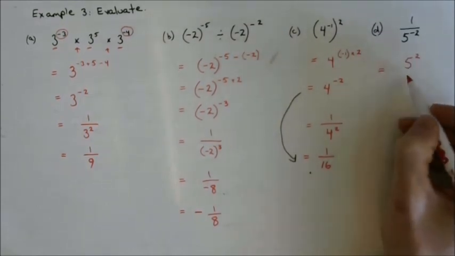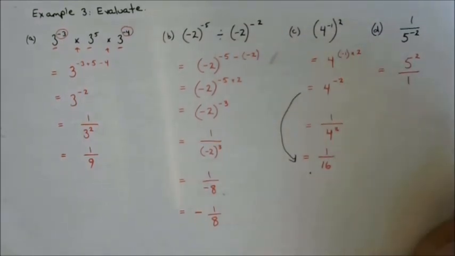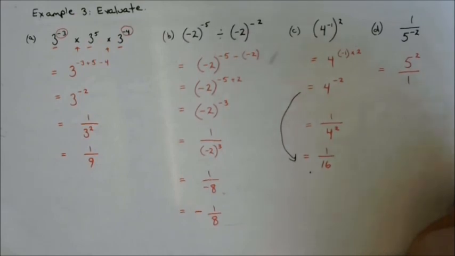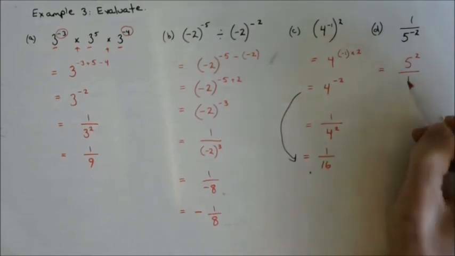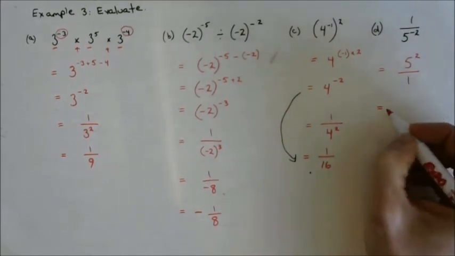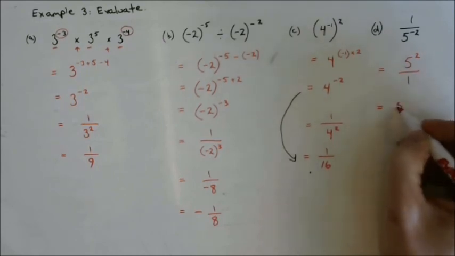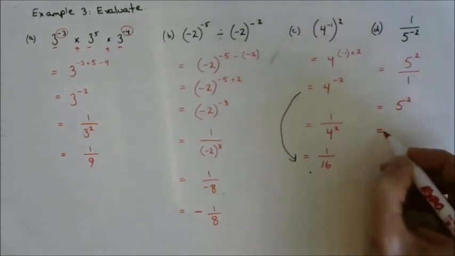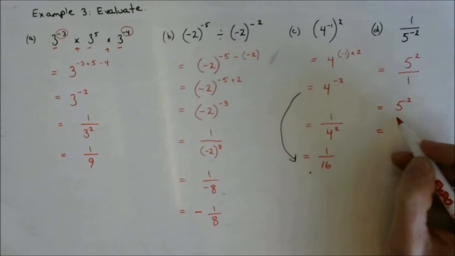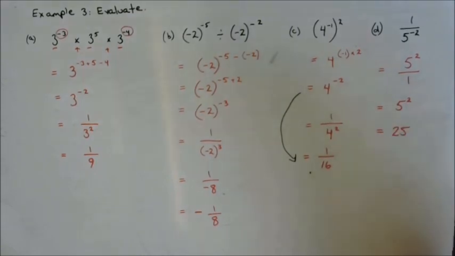And if I make that very clear, it looks like that. Yeah? All we did is flip it and then use a positive exponent. Well, 5 to the power of 2 over 1 is the same as just 5 to the power of 2. And 5 squared, 5 times 5, is 25.